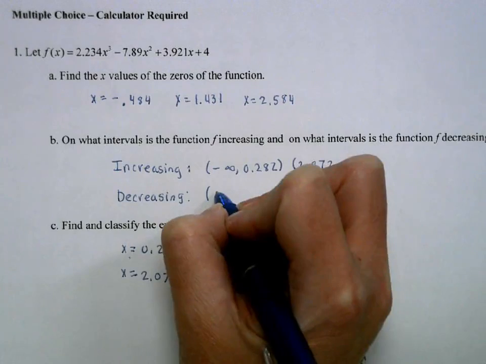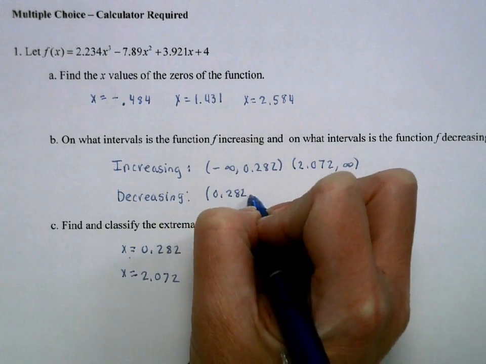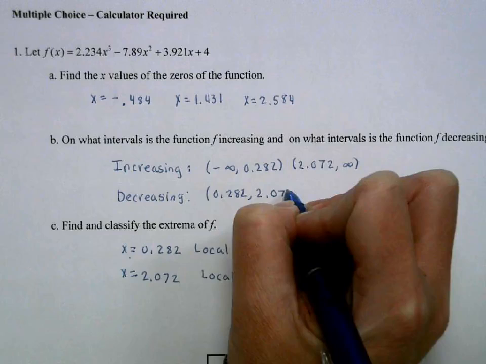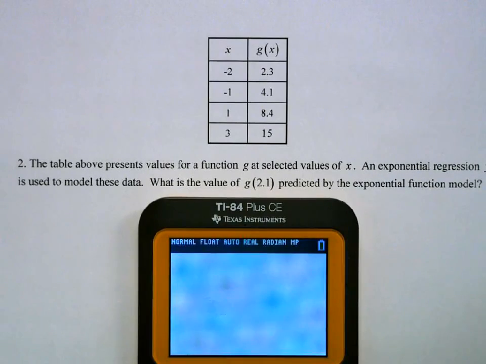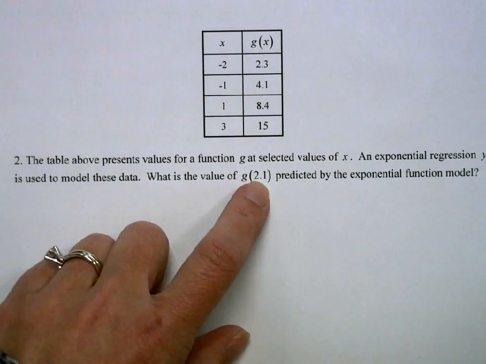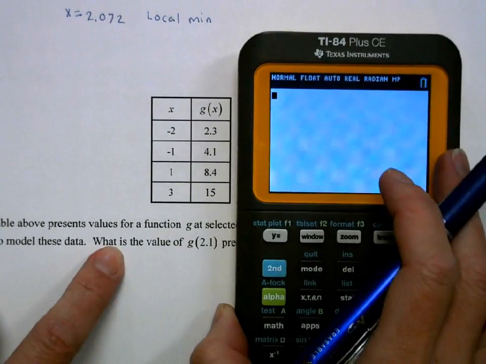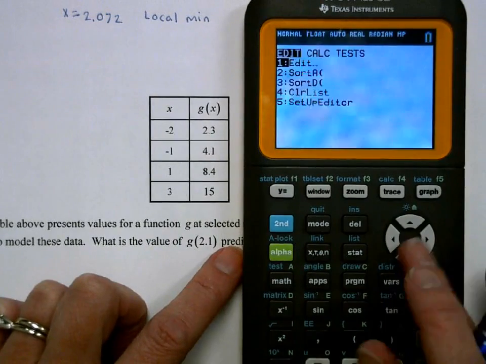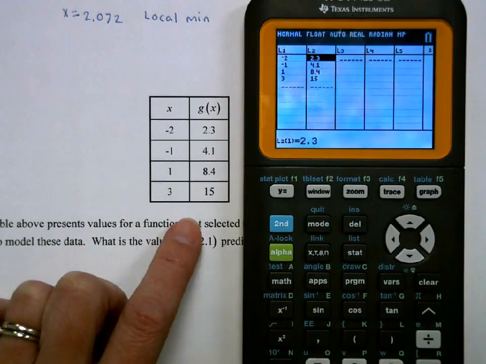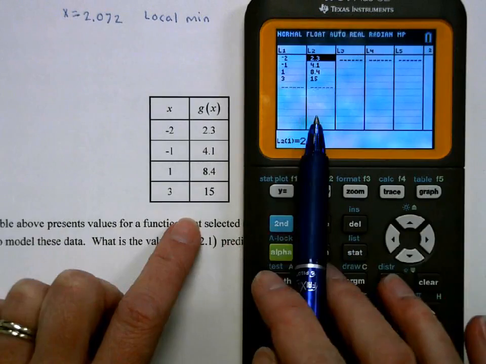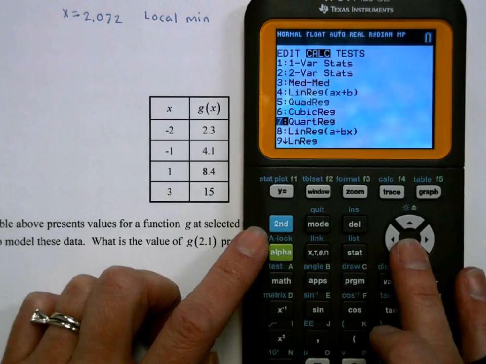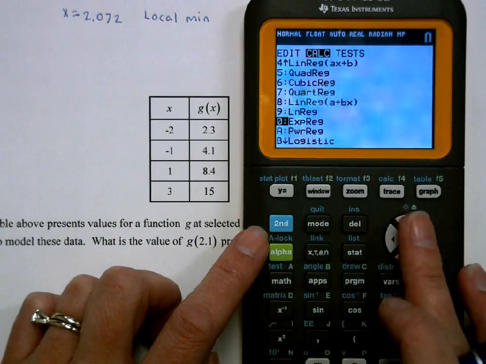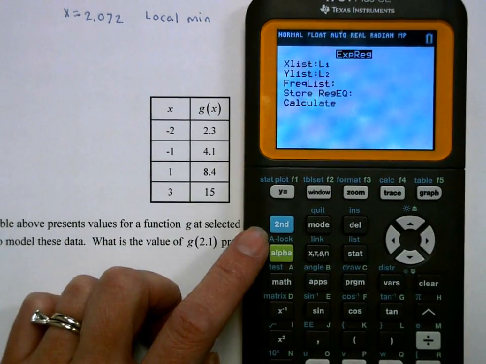Next, we have some data, and we're going to make an exponential regression and use it to predict what's happening at 2.1. So we want to enter in the data, and you do that with stat edit. Okay, I've already put my data in here, so we've got our x's and our y's. Then you're going to do stat calc and go down in this menu until you find exponential regression. So list 1, list 2, and we want to store this. Okay, so we're going to store it in y1 and then calculate. So that's our regression.